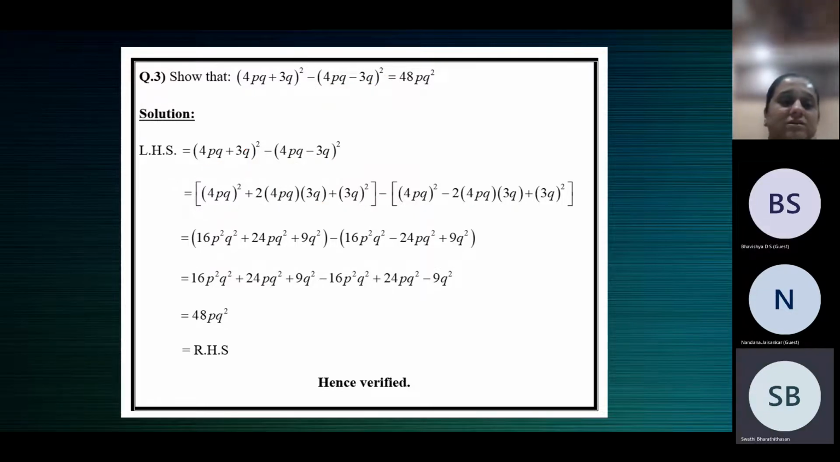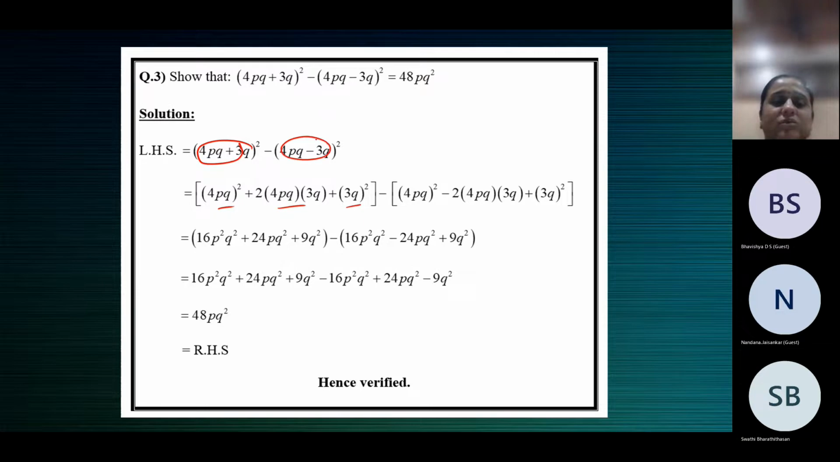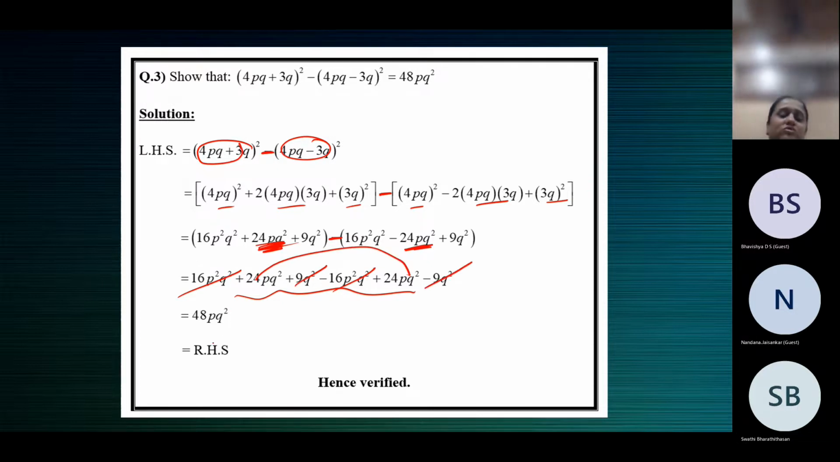Yes, ma'am. This is A plus B the whole square. So A square 2AB B square. This is A minus B the whole square. So A square minus 2AB plus B square. And then this minus sign in the middle, minus. So do that expanding and all. This is the answer we got in step 1. This is the answer we got in step 2. Then in step 3, we subtracted both. So this is what you get. And see here, this and this cancels. And this is 48 PQ square, which is the RHS.